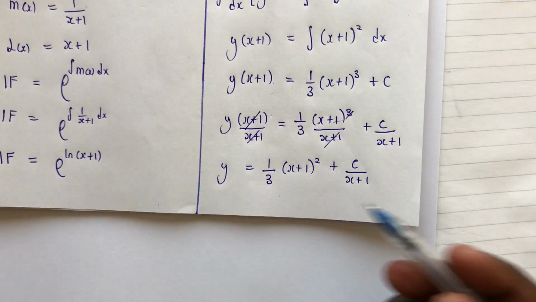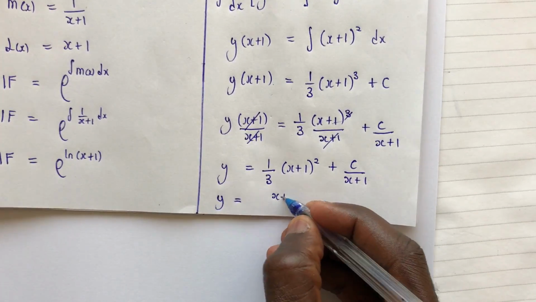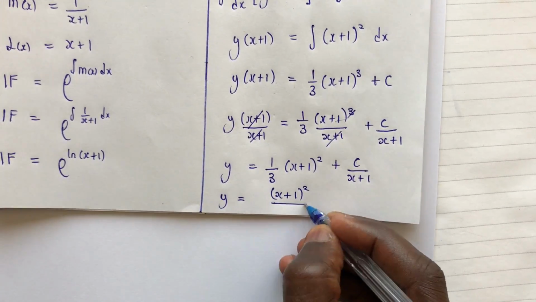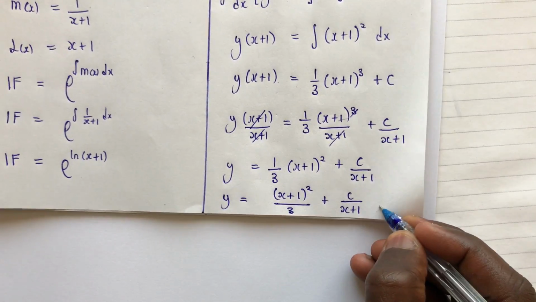So this is the final answer. You can leave it here by saying y equal to x plus 1 all squared all over 3 plus c over x plus 1.